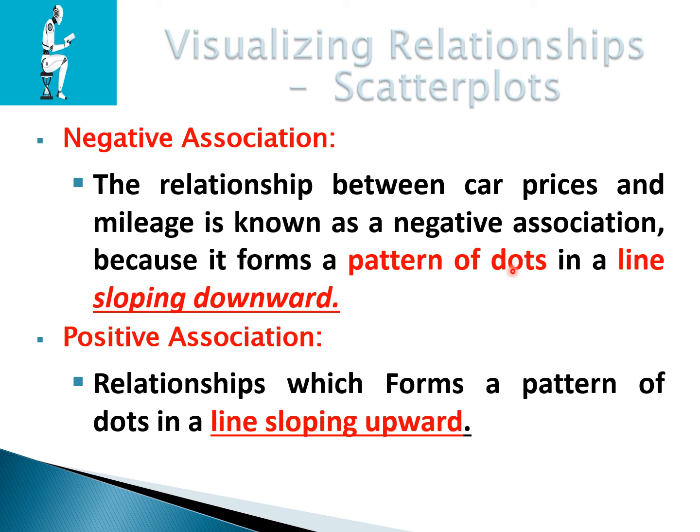Then negative associations. The relationship between car prices and mileages is known as a negative association because it forms a pattern of dots in a line sloping downward. If the graph slopes downward, that type of association is known as negative association, and if the graph slopes upward, it is termed a positive association. So for negative association the line slopes downward, and for positive association the line slopes upward. Using the scatter plot, we can easily recognize the relationship between different variables.